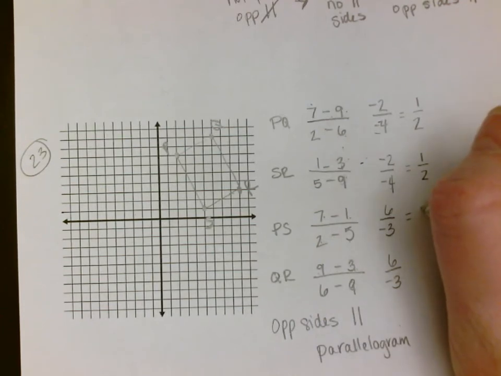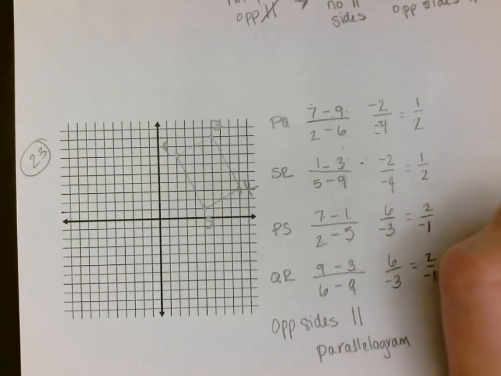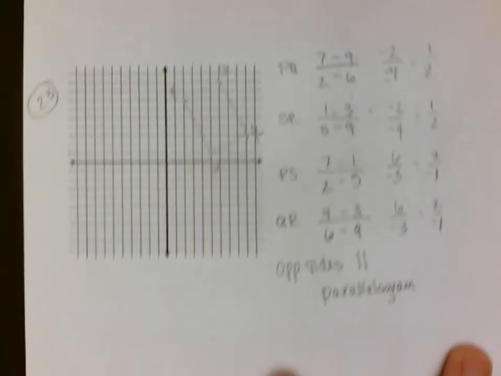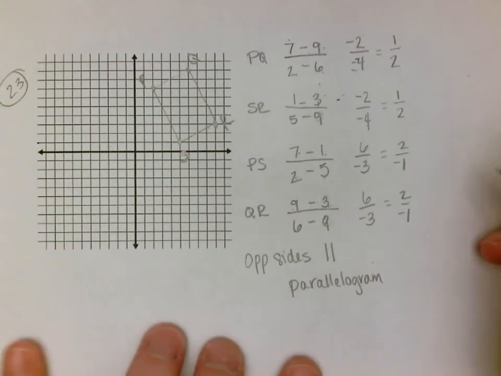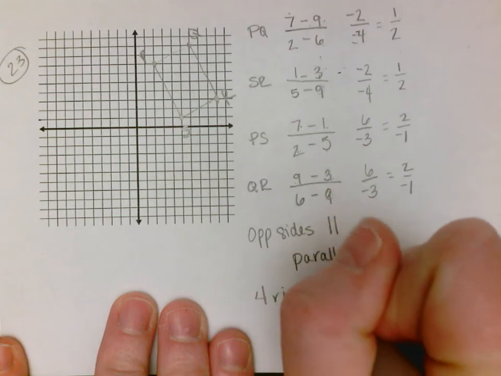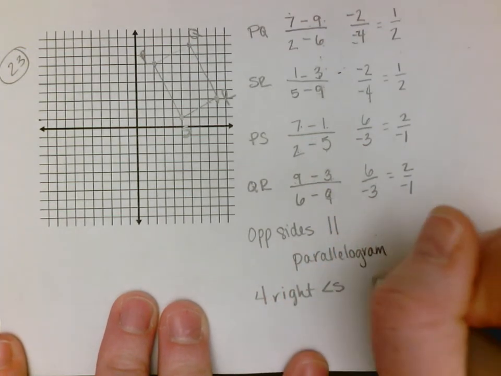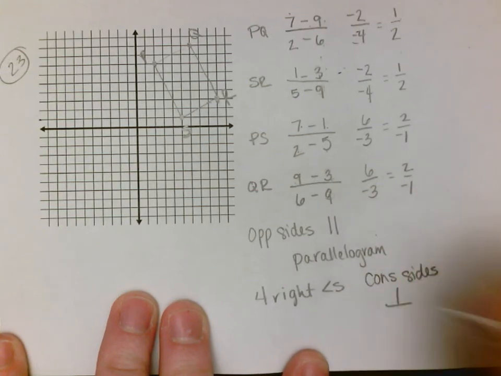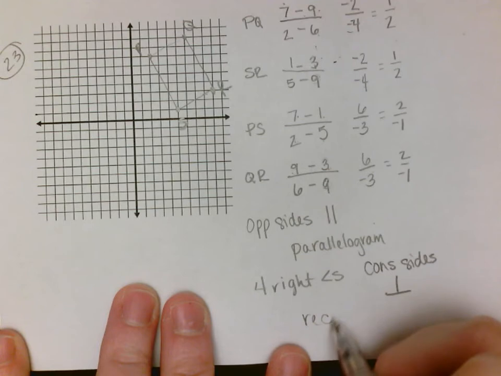This equals 2 over negative 1. So this is 1 over 2, this slope is 2 over 1, and this is negative where this is positive. So that means lines are perpendicular. So opposite consecutive sides are perpendicular. So I know I have 4 right angles. Consecutive sides are perpendicular, so I'm at a rectangle.